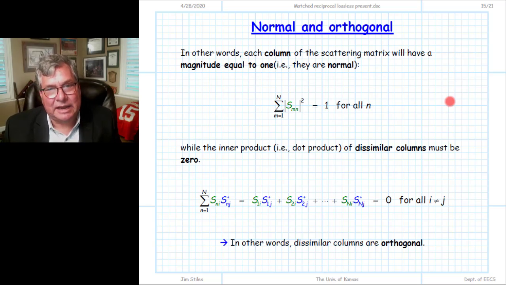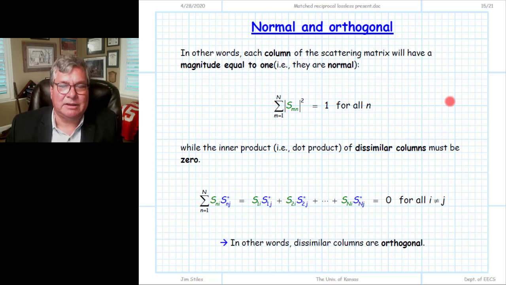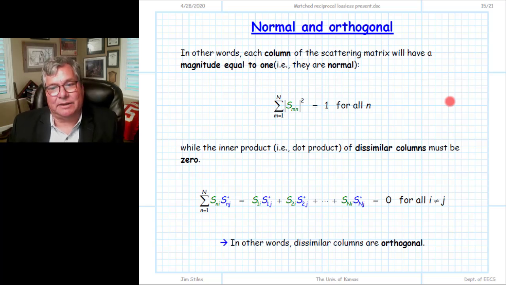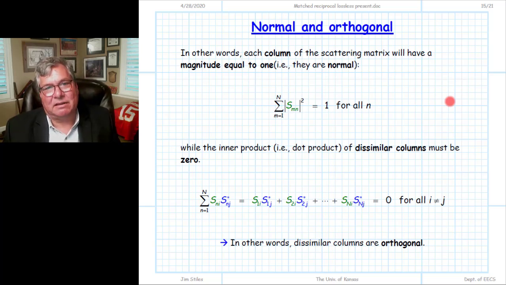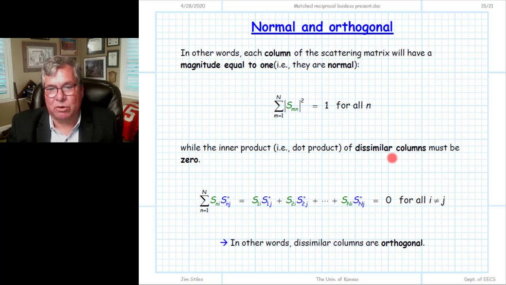All right, so we say a lossless device has a scattering matrix that's unitary. Mathematically, that's correct, but what does that mean exactly? We say a unitary matrix is one whose columns form an orthonormal set. Hopefully you've seen the ideas of orthogonal vectors and normal vectors before. If we have a set of vectors that are all normal and are mutually orthogonal, then we have an orthonormal set.